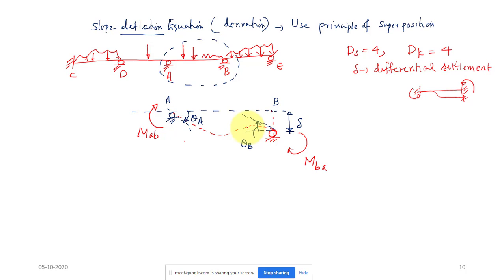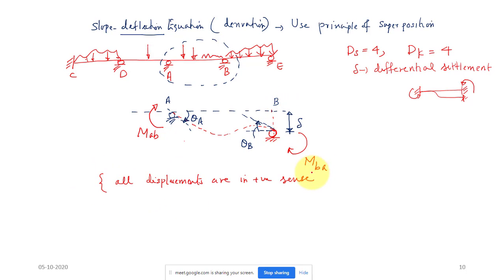Another thing is how I am drawing it. In this drawing, all displacements are in the positive sense. Of course we are going to have some sign convention. In this case I have taken theta A clockwise, theta B also clockwise, and accordingly I have drawn the deformed shape. In this case, the right side support AB is moving downward, sinking downward in this drawing. So this is a positive sign convention.